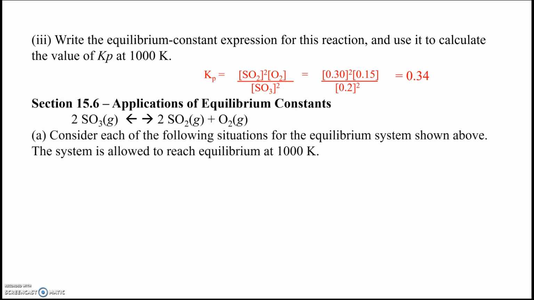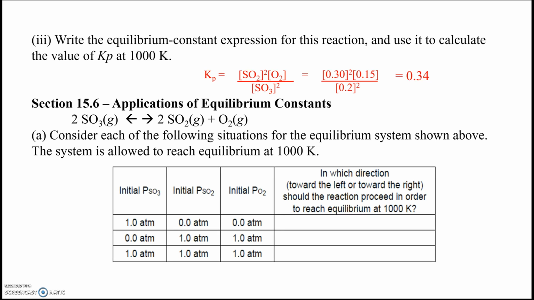Now we move to the next problem. Section 15.6, applications of equilibrium constants. We have 2SO3 decomposes to form 2SO2 plus O2. We've seen this reaction before. We want to consider each of the following situations for the equilibrium system shown above, and the system is allowed to reach equilibrium at 1000 K. So when I've got each of these initial pressures for SO3, SO2, and O2, the question is, in which direction, toward the left or toward the right, should the reaction proceed in order to get to equilibrium?